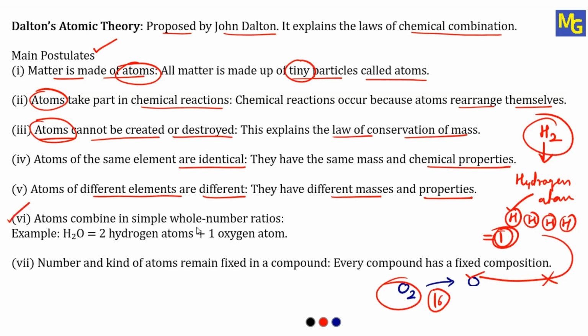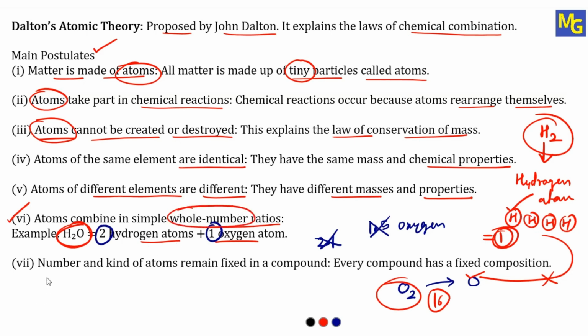Next is the sixth point. Atoms combine in a simple whole number ratio. Just now we have seen this law, that is the law of constant proportion. Whenever a compound is formed, always these atoms will combine in a fixed, whole number ratio. They will never combine in fractions. Like if you want to prepare water, there should always be two hydrogen and one oxygen. We cannot take 1.5 oxygen or say 2.1 hydrogen. No, we cannot take fractions. Always our atoms will combine in a whole number ratio.